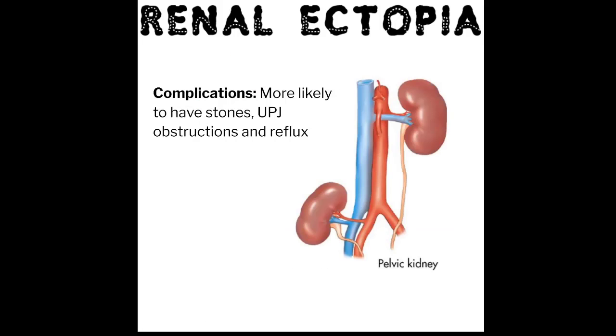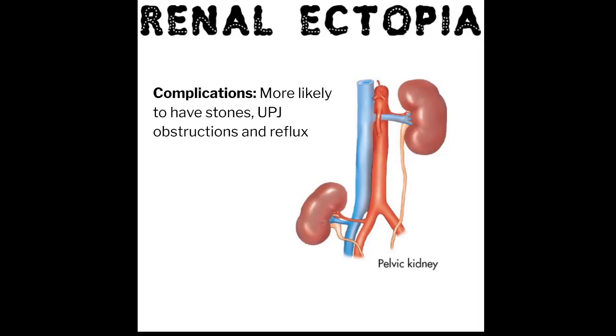Here's another diagram showing the pelvic kidney. So again, the kidneys start in utero, down in the pelvis. We expect them to rise up into the abdomen during development. If the kidney fails to rise up, it's going to stay in the pelvis and it'll get its blood flow from the iliac artery and drain into the iliac vein.